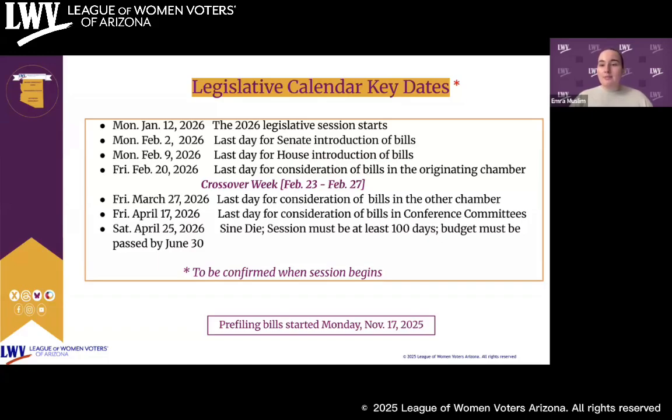The session must be at least 100 days, so ideally it ends by April 25th. However, they cannot adjourn until the budget is passed, and that budget has a deadline of June 30th.